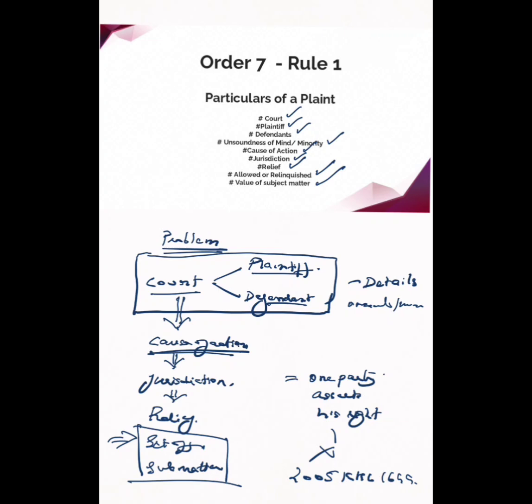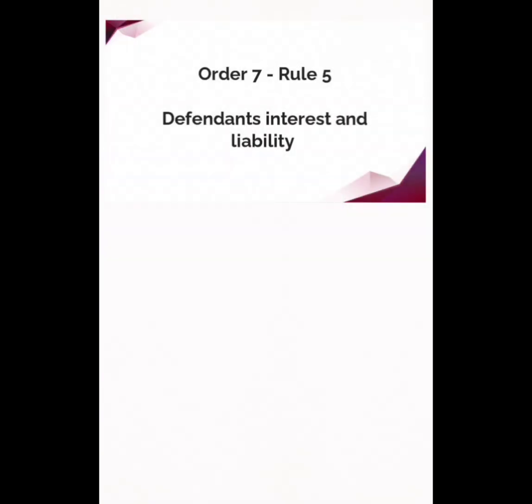Okay. Now let's go to the next slide, which is Order 7, Rule 5. It is of utmost importance that in a plaint there should be information with regard to the defendant's interest and liability. The plaint shall show that the defendant claims to be interested in the subject matter and that he is liable to be called upon to answer the plaintiff's demand.